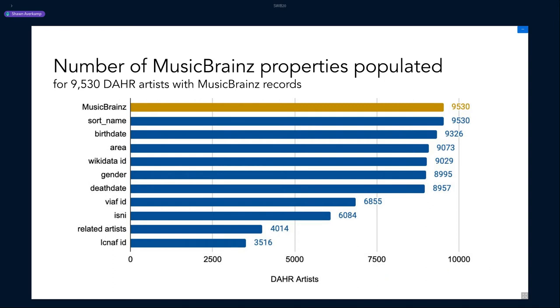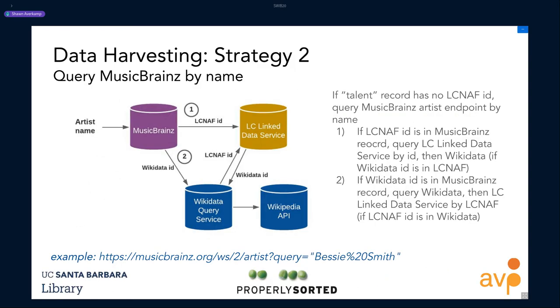So this leads me to our second strategy that we used. For every artist in DAHR that did not have an LC record, we decided to query the MusicBrainz artist endpoint by name to see what we could find. And we could also do this with the Library of Congress. They do have an endpoint to query by name, but we figured because MusicBrainz is limited to musicians, that we would get smaller result sets, and that might make this human vetting and verification process a little easier.